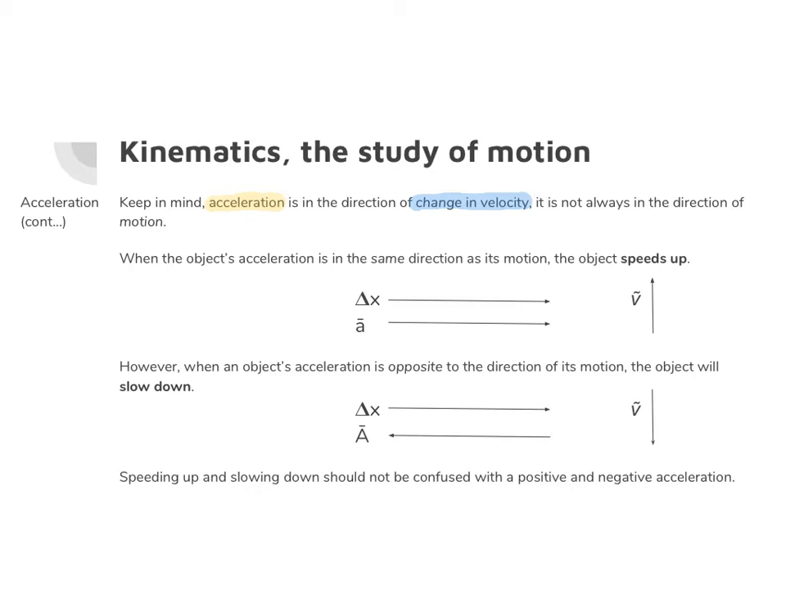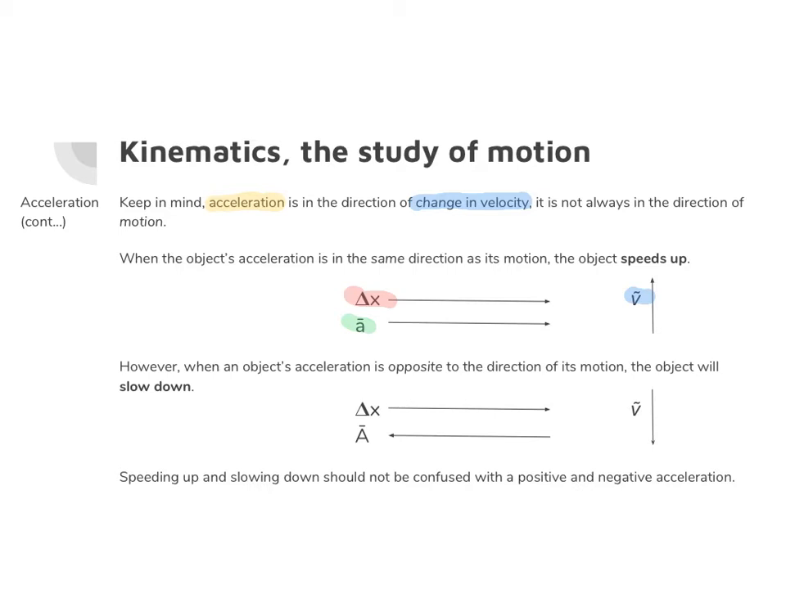So when the object's acceleration is in the same direction as its motion, the object speeds up. So here, our acceleration is in the same direction as our change in position, or displacement. So this means that velocity has increased. This object has sped up.